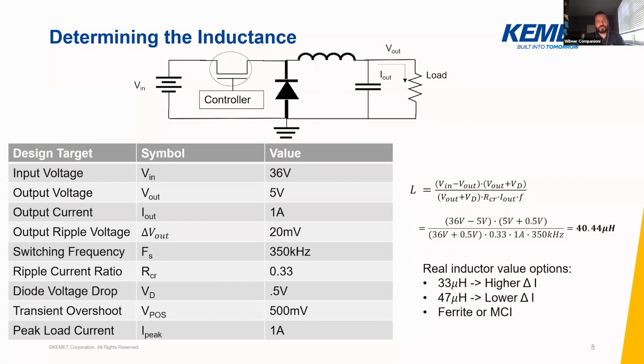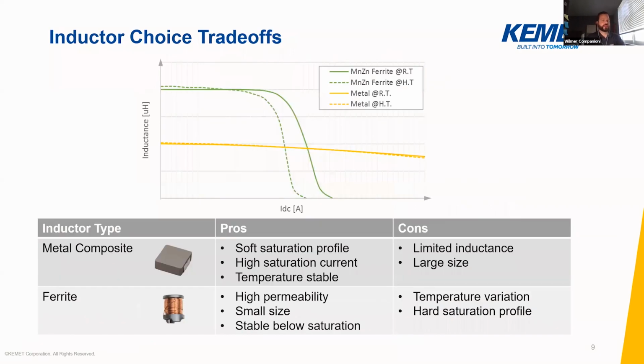And just that value alone is not enough to actually build this design. There are many different options to consider. First of all, 40.44 is not an actual inductor value. We have to choose whether to go up to 47 microhenries or down to 33 microhenries from there. That would cause a change in the amount of output ripple current. And there's also the question of what inductor material to use. Is it a ferrite type inductor or a metal composite inductor? That's one of the things that we'll be exploring next. What happens with those different material options?